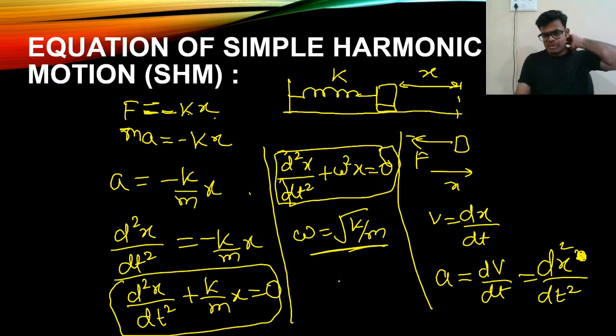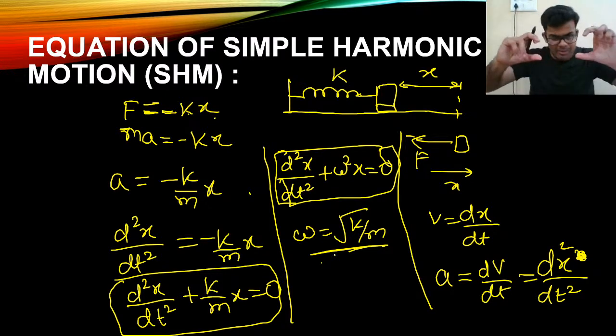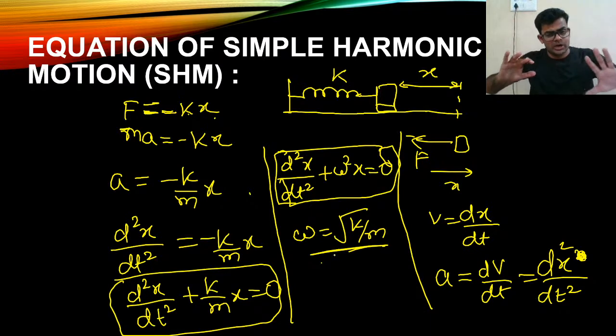This you need to remember. Omega is the angular frequency, k is the spring constant, or we can say force constant, and m is the mass. That's all. I think you are getting it, right? So this is the equation of SHM in differential form. You just need to remember this form: d square x upon dt square plus omega square x is equal to 0. That's all.